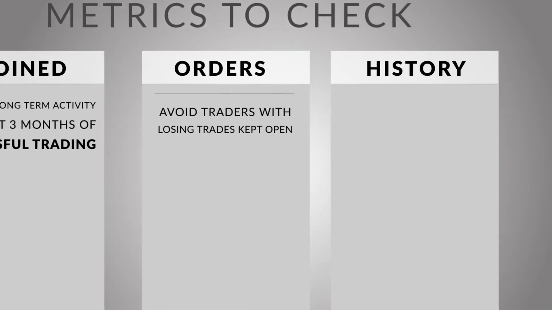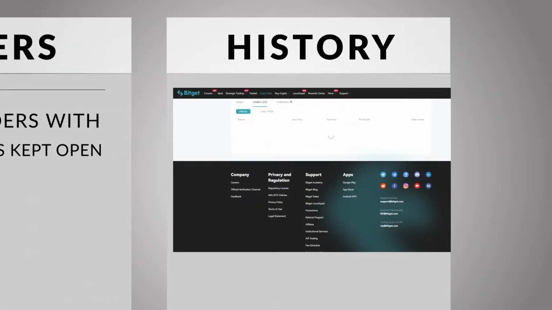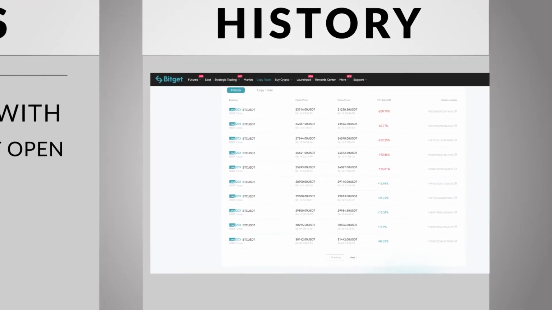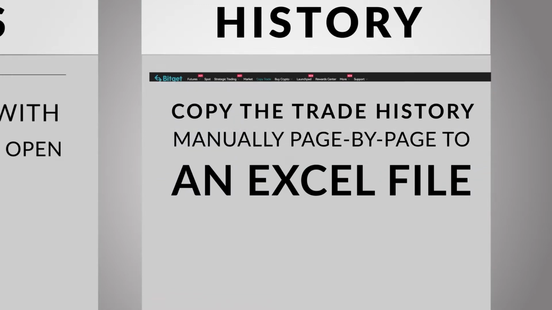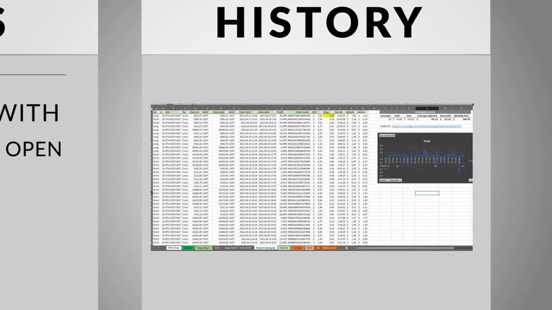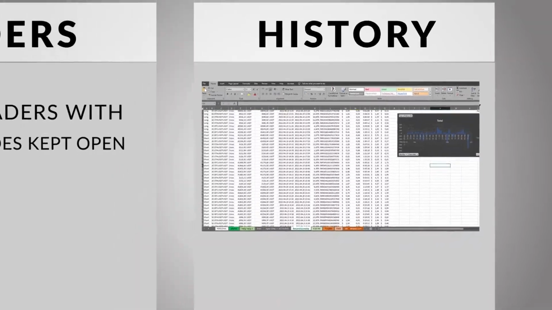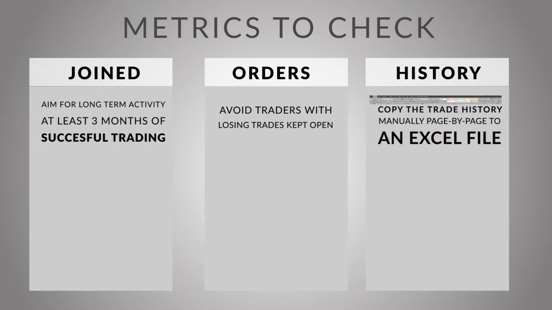Number 3. History. This is where the most important part is. Just do yourself a favor and copy all the historical trades into an Excel file to make your own analysis. This is what I've been doing for a while and never have I had any regrets doing so. It will give you the best insight into the trading style and overall performance of the trader, so you can confidently click the follow button or decide just to avoid.